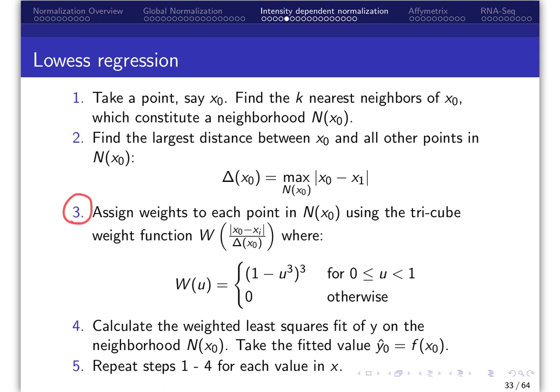Next, assign weights to each point in the neighborhood using a tricube weight function, which is given by this expression. Then calculate the weighted least squares fit on y given the neighborhood N of x naught. That is, only calculate the regression equation for the points in the neighborhood and be sure to apply the weights. Then take the fitted value at x naught and save that value. We then repeat these steps for each value in x.